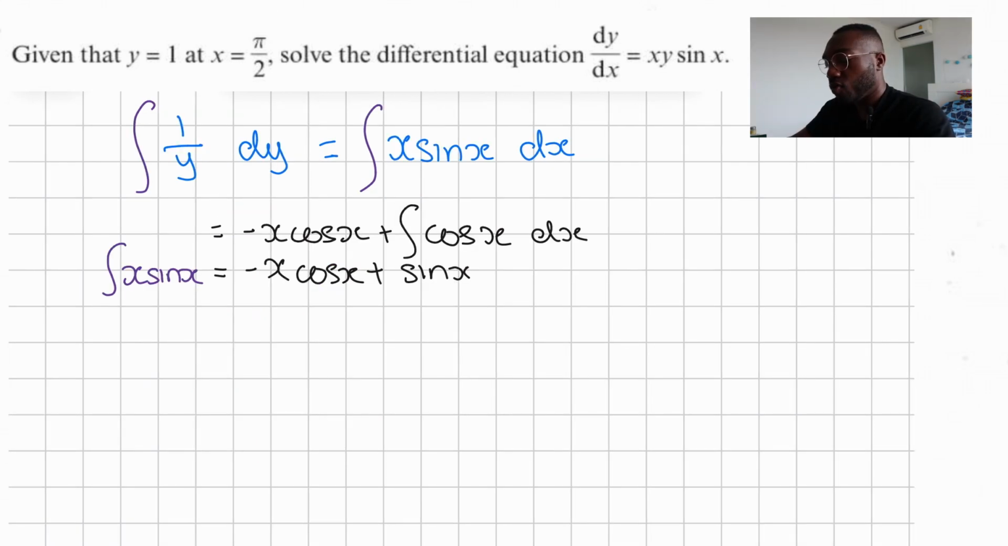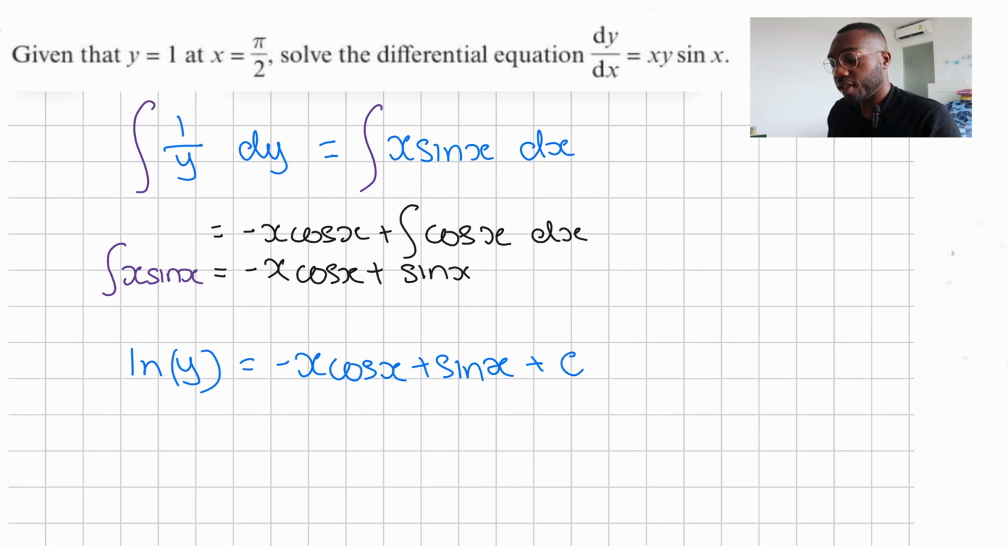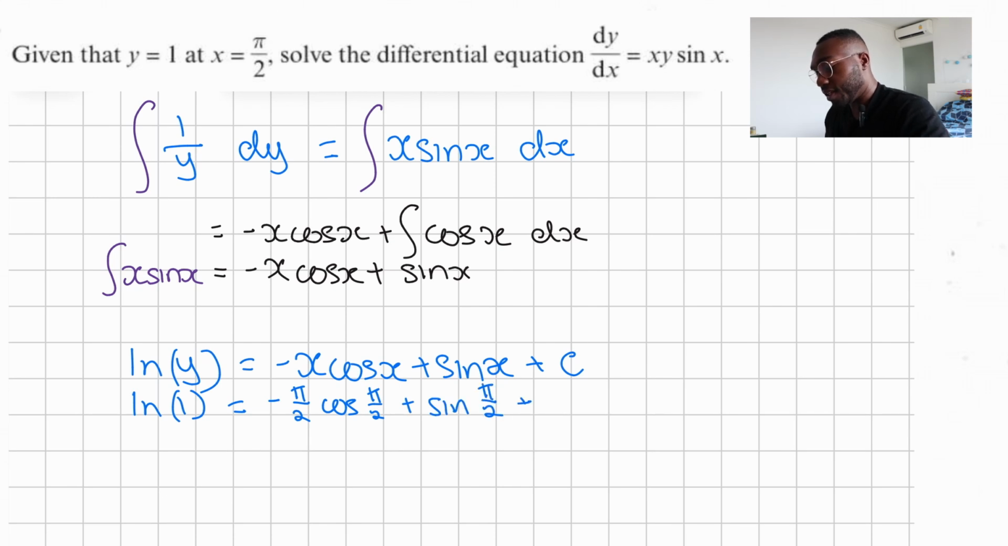So now that we know that the integral of x sine x is minus x cos x plus sine x, if we were to solve both of these now, we would get ln y equal to minus x cos x plus sine x, and then again we need to add the plus c. And now we're told that when y is equal to 1 and x equal to pi over 2, so therefore it'll be ln 1 is equal to minus pi over 2 cos pi over 2 plus sine pi over 2 plus c.